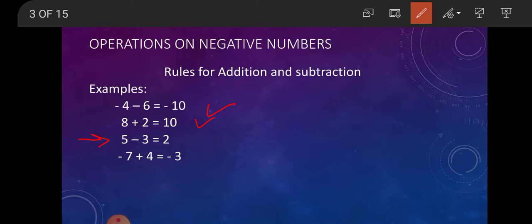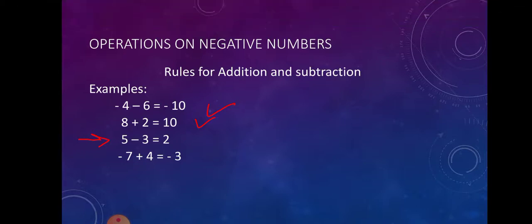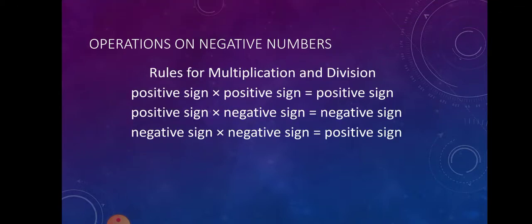Once again, before we move on to the rules for multiplication and division, let me summarize the rules of addition and subtraction. Numbers with the same signs are added, and numbers with opposite signs are subtracted. You must remember these rules before you go for the operations on negative numbers. Now let's have a look at this slide.